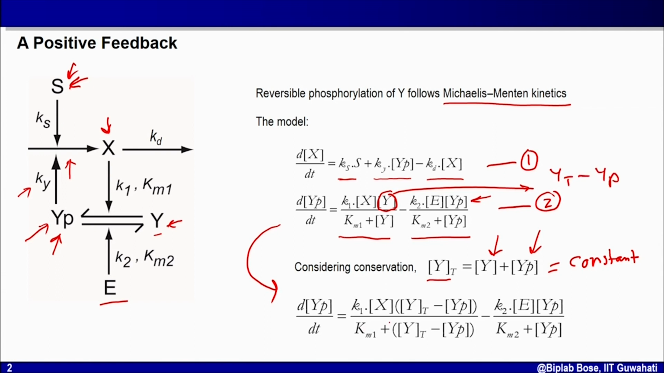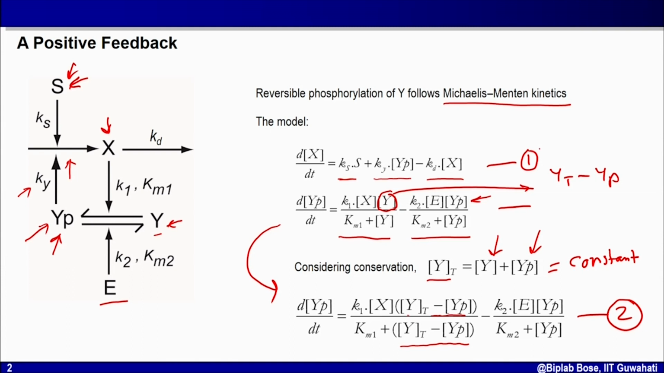So that's what I have done. So dYP/dt is equal to K1 X into (Yt minus YP). So I have replaced Y by Yt minus YP, divided by Km1 plus (Yt minus YP), that is again I have replaced Y by Yt minus YP. The second Michaelis-Menten formulation, that is minus K2 E YP divided by Km2 plus YP, remains the same.